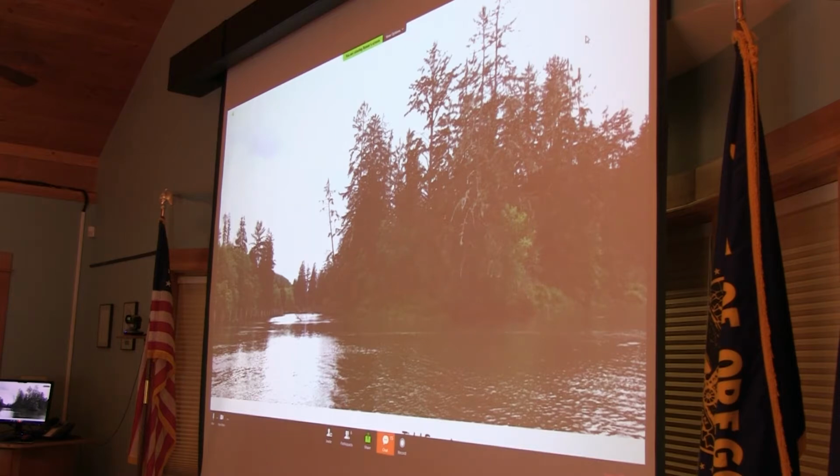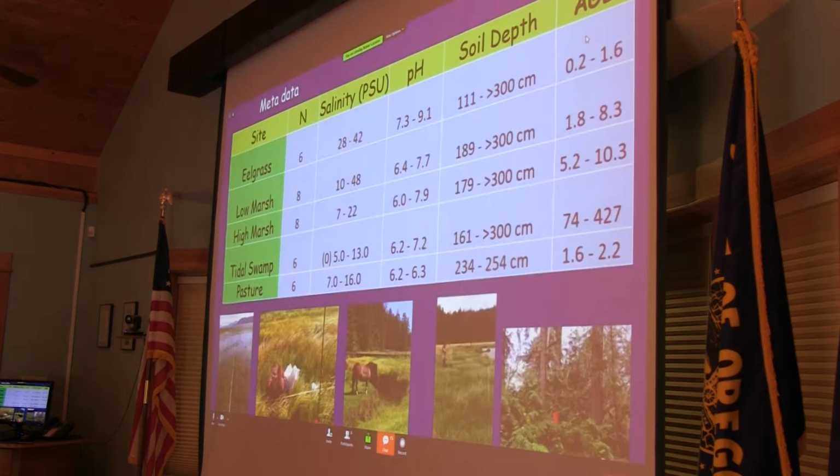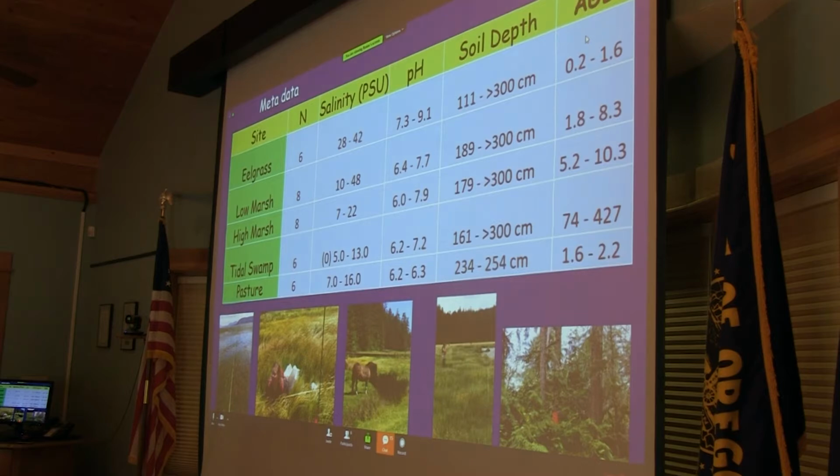Just real quickly, here are the numbers that we sampled: 6 eelgrass, 8 low marsh, 8 high marsh, 6 tidal swamp, 6 pastures. This is the range in pore water salinity, the salinity of the water in the soil at the surface at the time of sampling, so this would be during the summer months. You would expect it to be a little bit higher in the low marshes, then high marshes, with the tidal swamps, of course, the lowest in salinity.